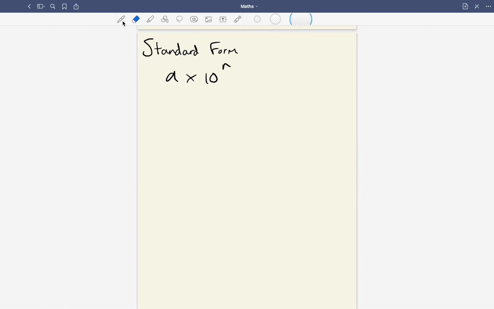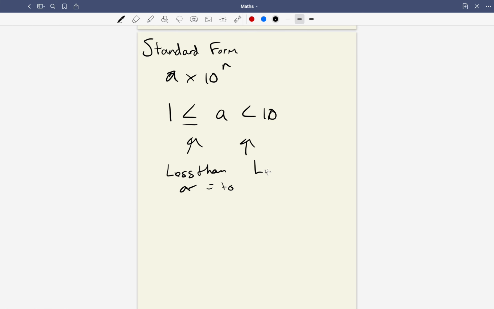An important thing that you'll need to know when you're writing numbers in standard form, because you'll get questions which ask you to write numbers in standard form, is that it needs to be within the range of 1, which is less than or equal to a, which is this integer here, which is less than 10. This means that you can have any number in between this stuff here. Obviously, from our first lesson, I think it was, we know that's less than or equal to, and that's just less than.